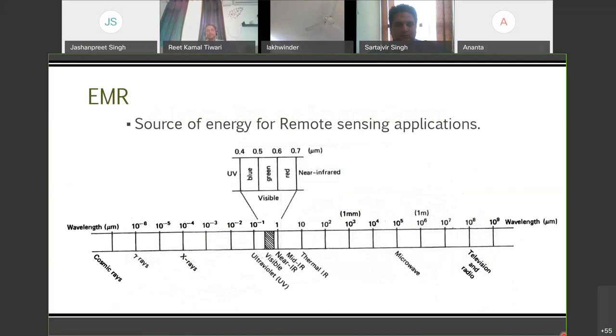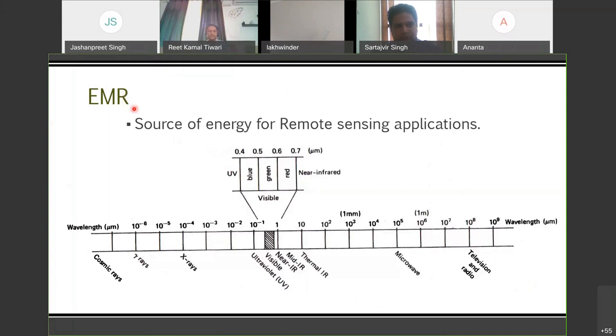What is the source of energy for remote sensing applications? Everybody would be aware of electromagnetic radiations. The sun is one of the prime sources of natural electromagnetic radiations, which come to us in the wavelength of 0.4 to 0.7 micrometers, and from UV radiation to near infrared radiations. These regions all come toward the surface, and then are reflected back.